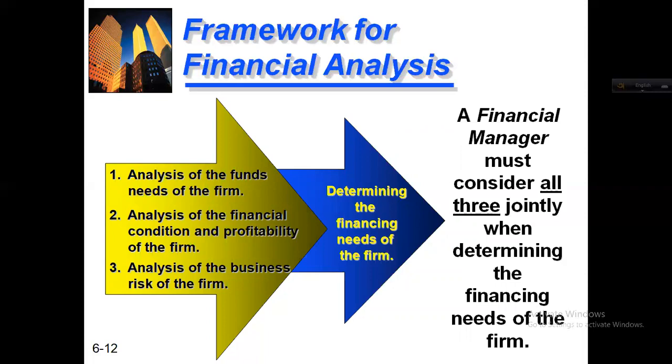Framework for financial analysis. A financial manager must consider all three things jointly when determining the financing needs of the firm. So, what are the three things that the firm considers in determining? Number one, analysis of the firm's needs. Number two, analysis of the financial condition and profitability of the firm. Number three, analysis of the business risk of the firm. So that is determining the financing needs of the firm.